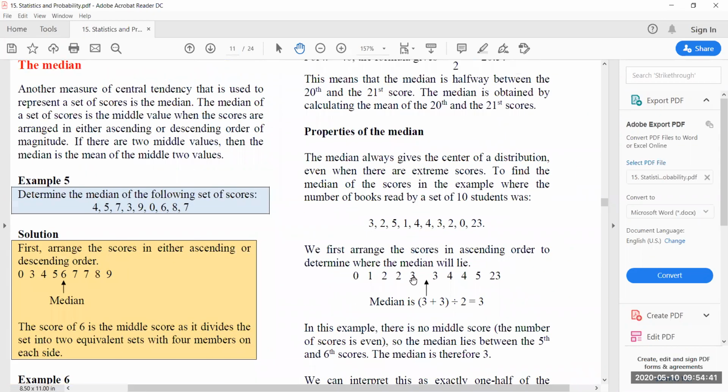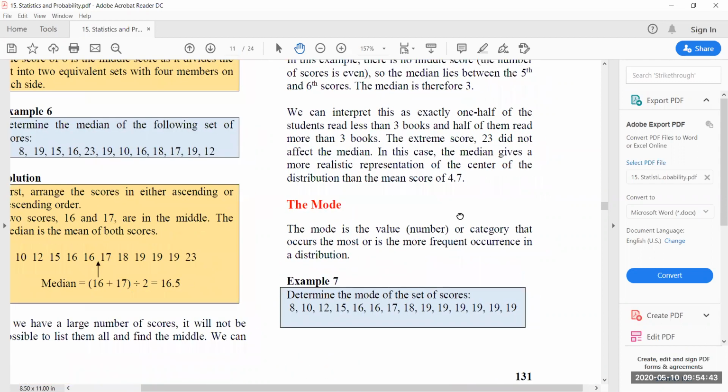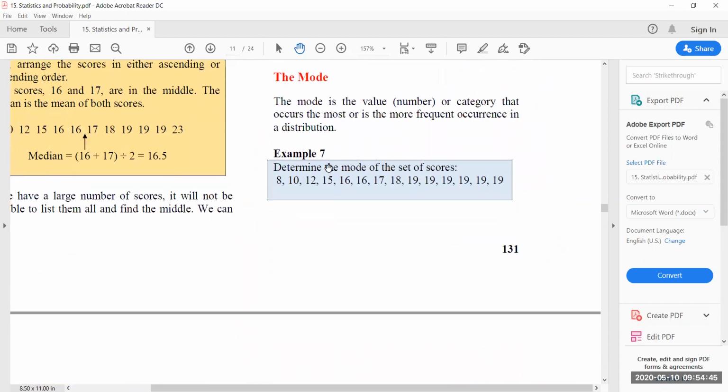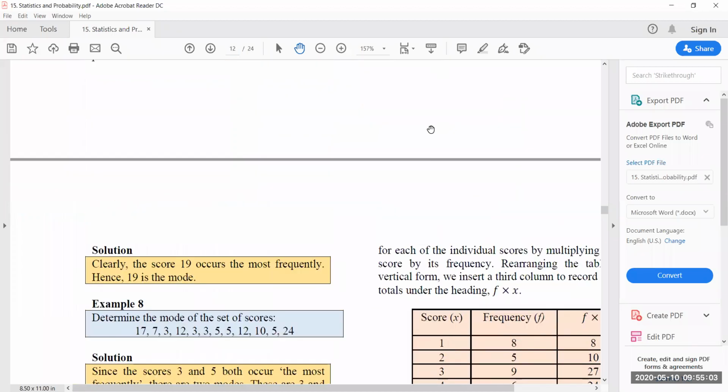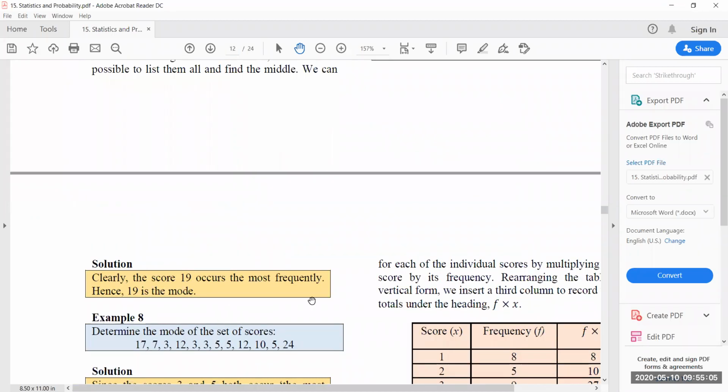Okay, so the properties of the median and stuff, you all could read that in your own time. So the mode, what is the mode? The mode is the most frequently occurring value here. So what value occurs the most here? Anybody can tell me? Correct, 19. So 19 is the mode because it occurs the most, right? So what is the mode here? In example 8.